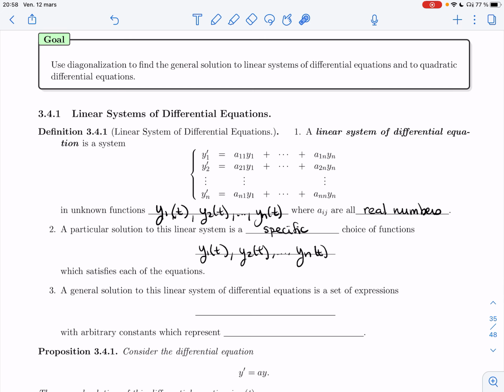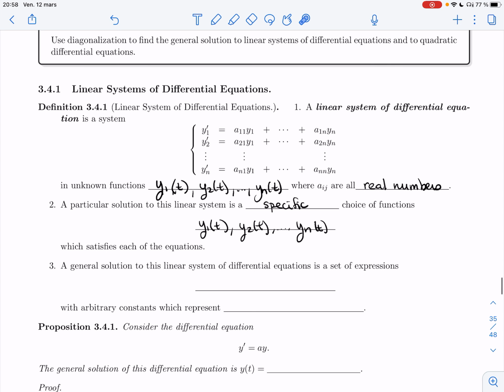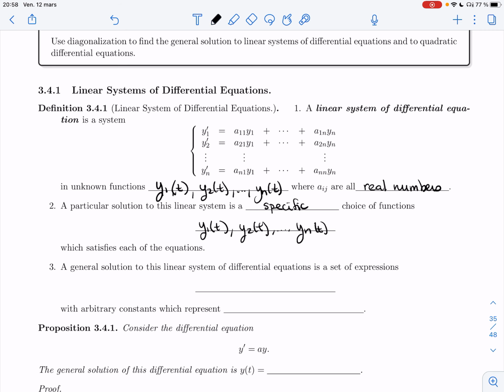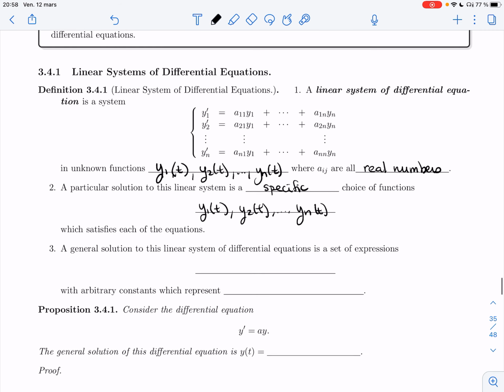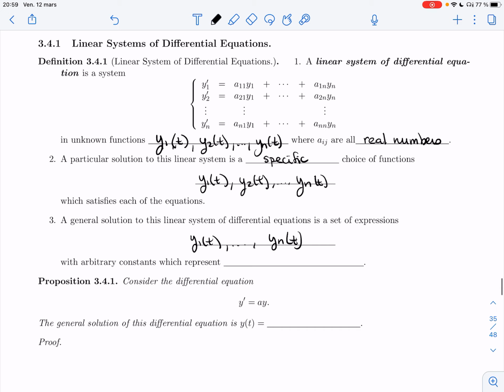At the start, y1 through yn are unknown functions, and a particular solution would be a specific choice of functions y1 of t, y2 of t, and so on, that fit these equations. And then a general solution to this differential equation is a set of expressions y1 of t, again up to yn of t. But these are not specific functions. They contain arbitrary constants, and they represent all possible particular solutions.